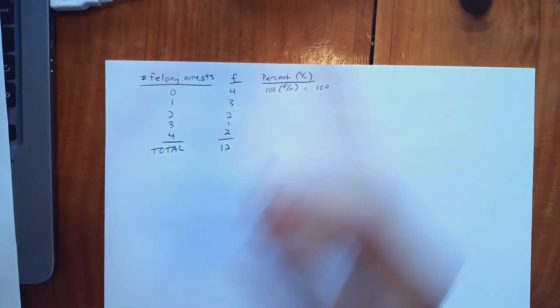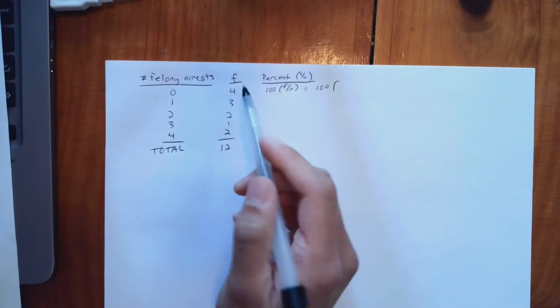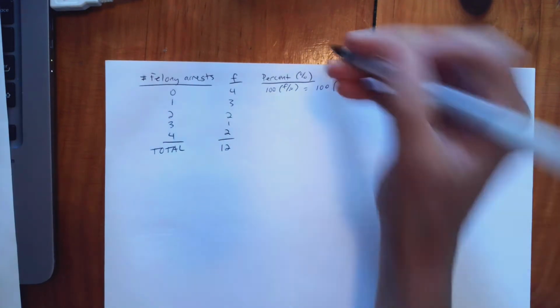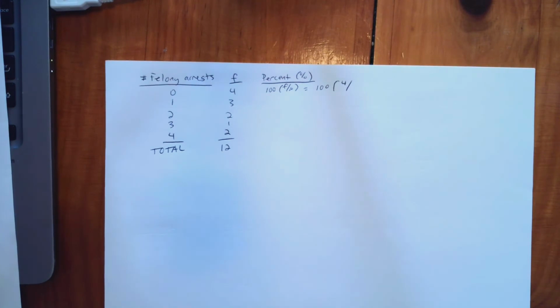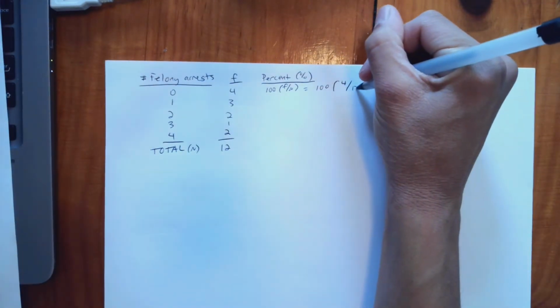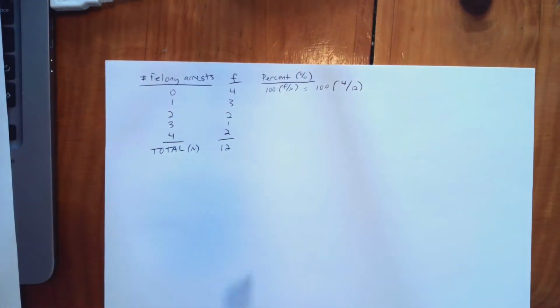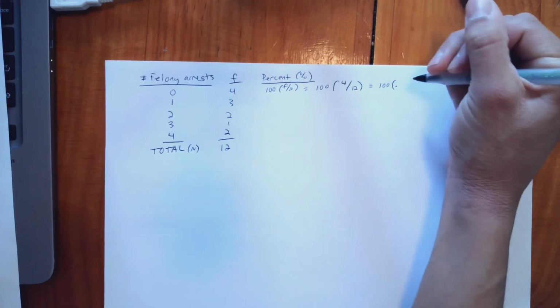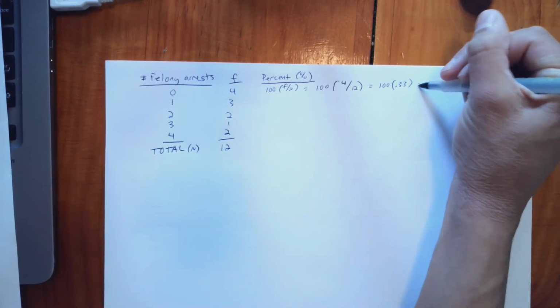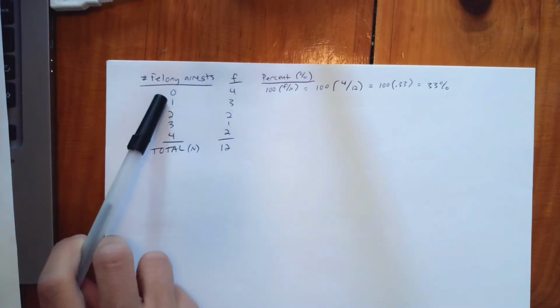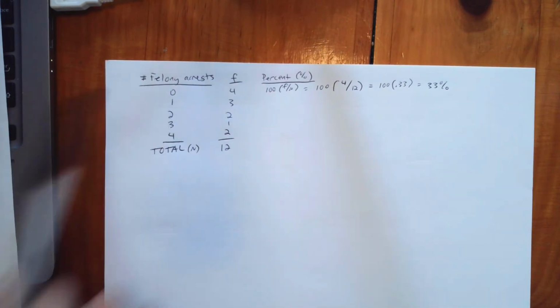So we'll say we've got 100 times f, which is our frequency. So you see the f corresponds to the f in our frequency column. So the f for 0 arrests is going to be 4. And we're going to divide that by n, which is the total number of observations in our sample, which is down here. So in order to find the percent here, we're going to do this math. We've got 100 times 4 over 12, and that comes out to 100 times 0.33, which gives us 33%. So we can say now that we have a sample in which 33% of people had 0 prior arrests.